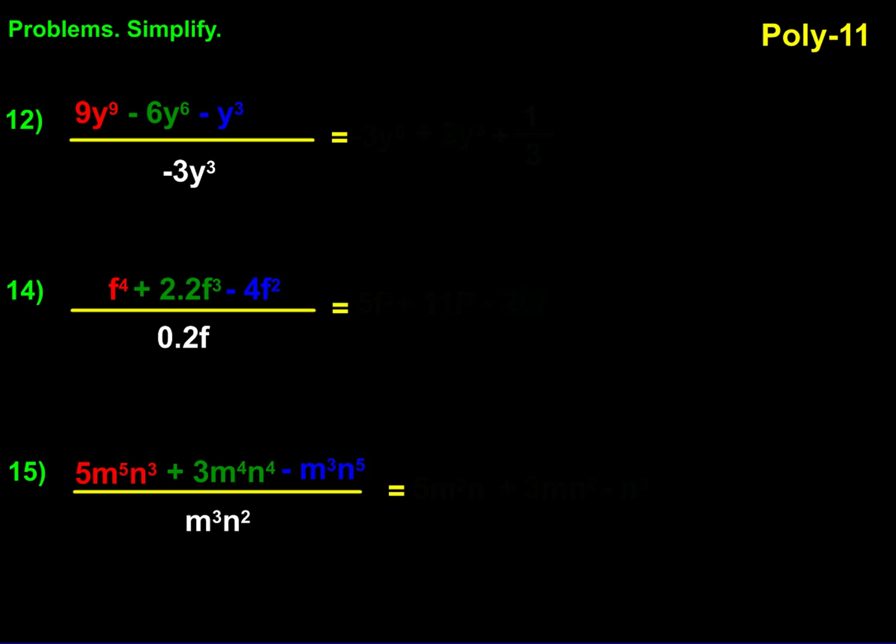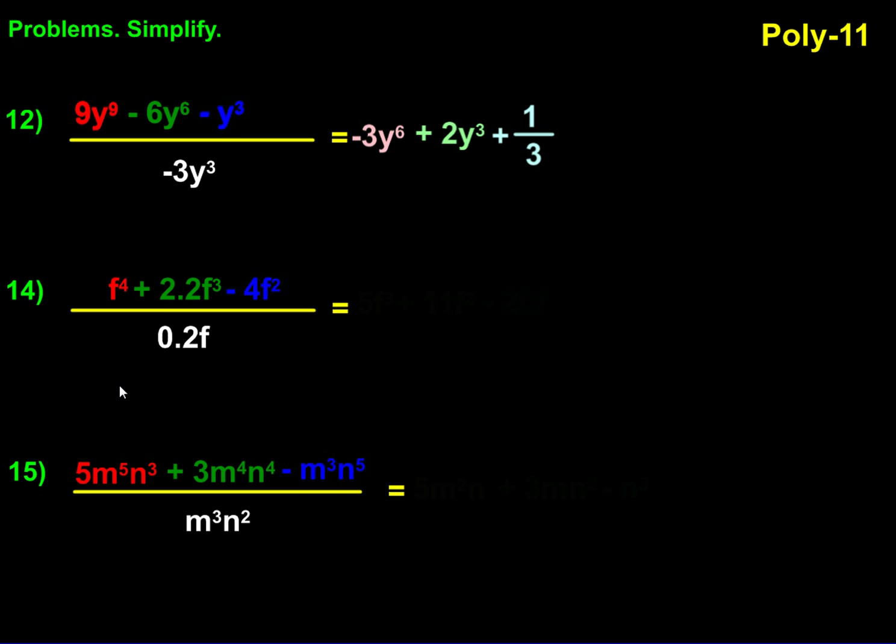You're asked to simplify. So we're going to be dividing the coefficients for each piece of this and subtracting the exponents. So we'll start with 9y to the 9th divided by negative 3y. And that gives us negative 3y to the 6th. And then we're going to divide negative 6y to the 6th by negative 3y to the 3rd. And that's going to give us positive 2y to the 3rd. And lastly, we're going to divide negative y to the 3rd by negative 3y to the 3rd. And that is going to get us a positive 1/3.